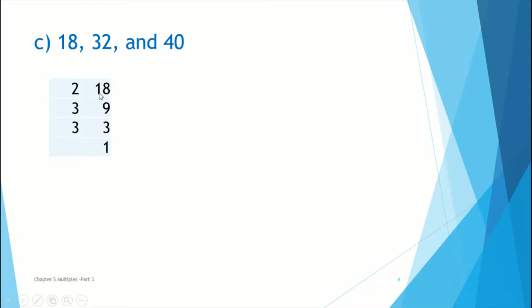So 18 is an even number, it can be divided by 2. When 18 is divided by 2 it gives quotient 9, which you will write just below 18. 9 is an odd number, it can be divided by 3. So 9 divided by 3 gives quotient 3, which you will write just below 9. Now 3 is a prime number, it can be divided by itself. So 3 divided by 3 gives quotient 1. Now we have found the prime factors of 18, that is 2 multiplied by 3 multiplied by 3. Now in the next step we'll find the prime factors of 32.